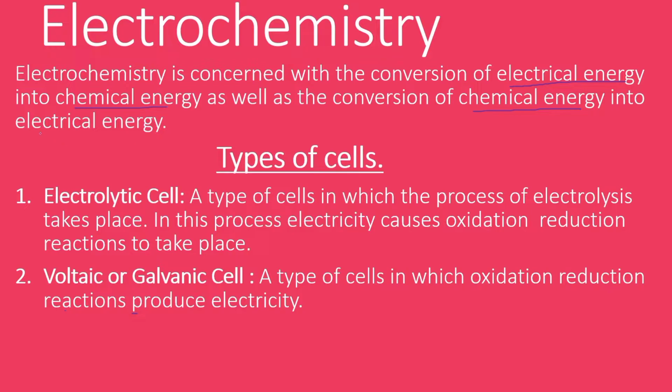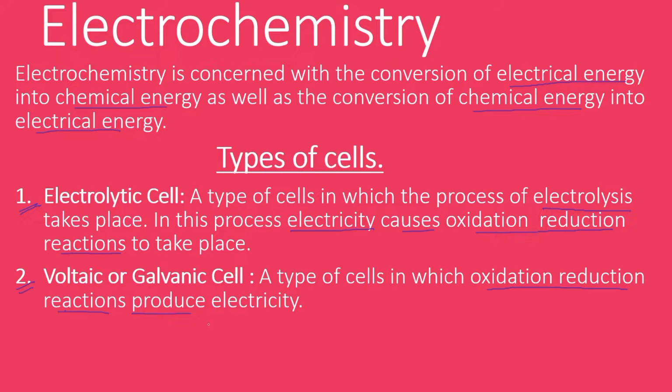These two opposite processes are carried out in two different kinds of cells, which are electrolytic cells and voltaic or galvanic cells. An electrolytic cell is a cell in which the process of electrolysis takes place, and in this process, electricity causes oxidation reduction reactions to take place. Whereas in a voltaic or galvanic cell, the oxidation reduction reactions produce electricity.